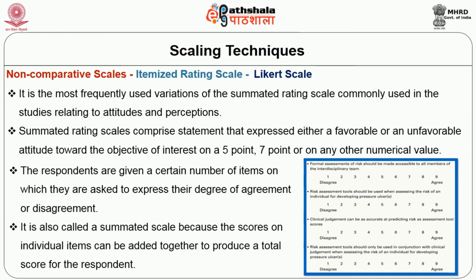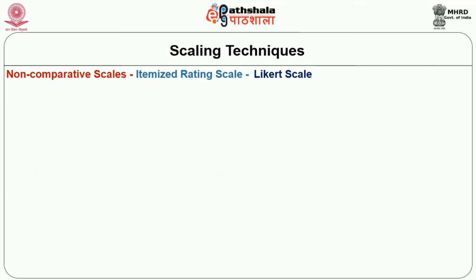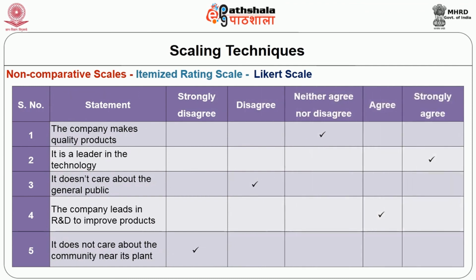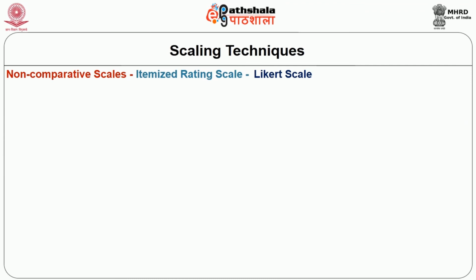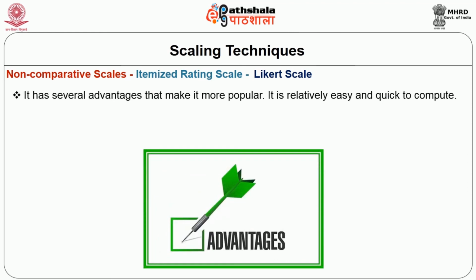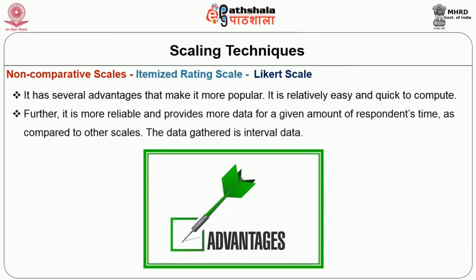Likert scale is also called summated scale because the scores of individual items can be added together to produce the total score for the respondent. The following example gives the Likert scale statements and the measures. Likert scale has several advantages that make it more popular. It is relatively easy and quick to compute. Further, it is more reliable and provides more data for a given amount of respondents' time as compared to other scales. The data gathered through this scale is interval data.